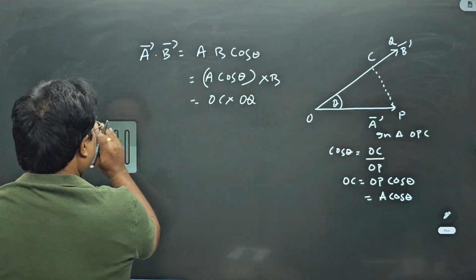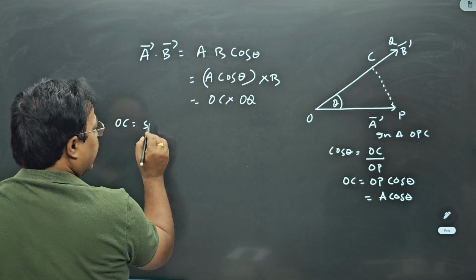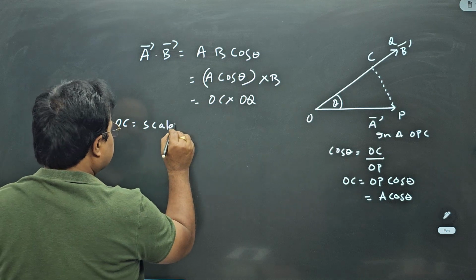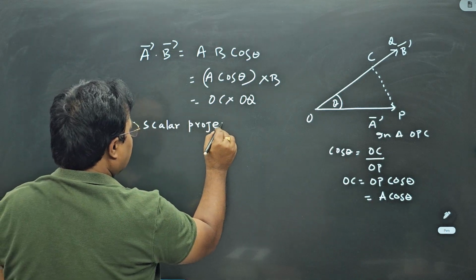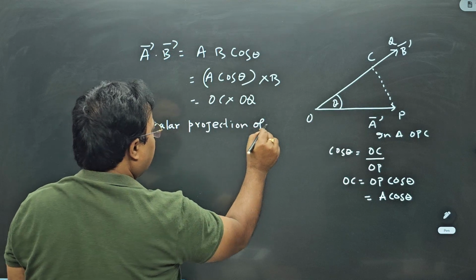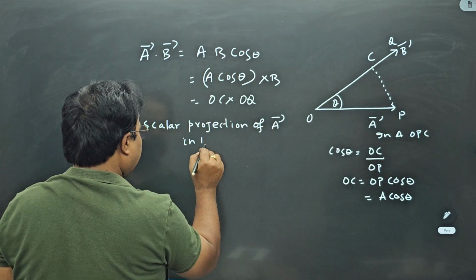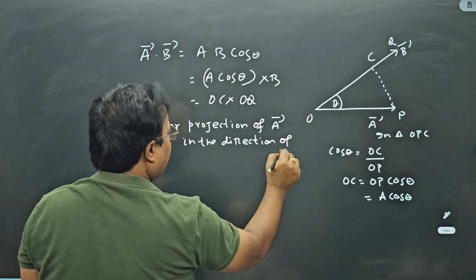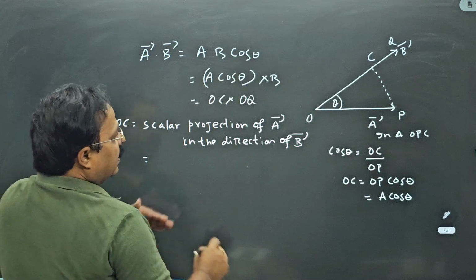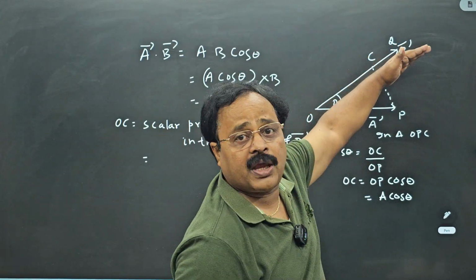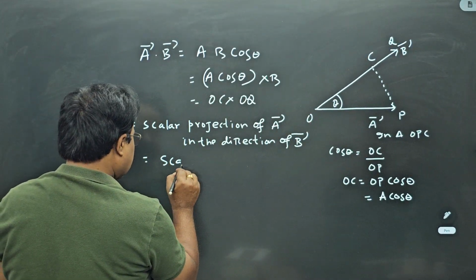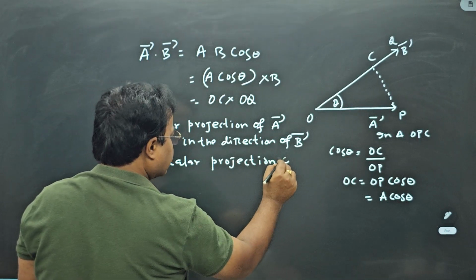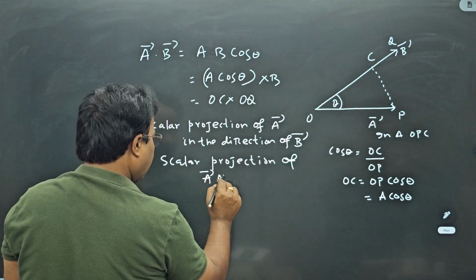What is OC? OC is the scalar projection of A vector in the direction of B vector. Or we can say scalar projection of A vector on B vector, projection of A vector on B vector.